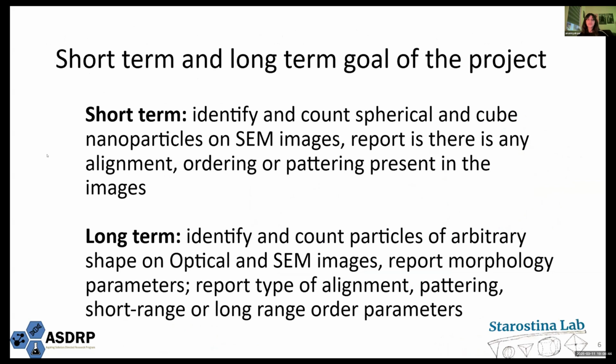So now our short-term and long-term goals for this project. Our short-term goal is to identify and count spherical and cubical nanoparticles on the scanning electron images and report if there's any alignment or ordering present in these images. And our long-term goal is to count and identify arbitrary particles on optical and scanning electron microscope images and report the different types of alignment, patterning, and short range or long range of these parameters.